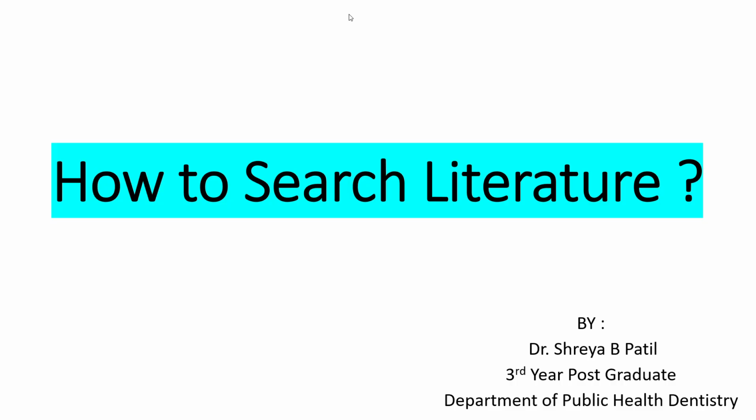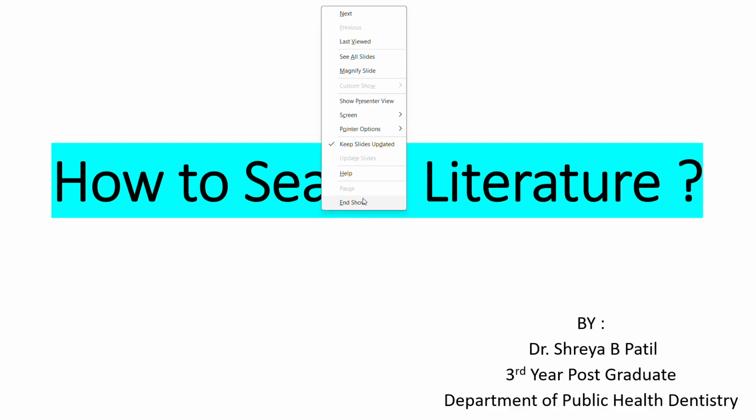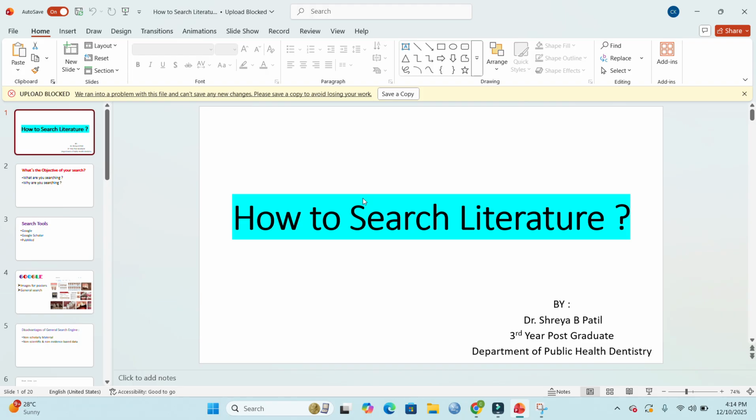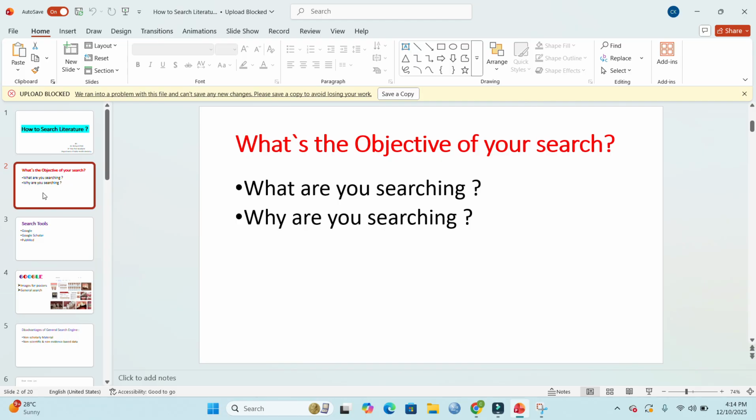I think most of you might have already started searching for your thesis topics, or maybe your guide has already given you a topic. So it's necessary to understand what the objective of your search is. Why are you searching and what are you searching? If you are doing a general search on the topics you want to explore, it becomes a general search. And if you already have a topic and you're searching for articles, it becomes a specific search.